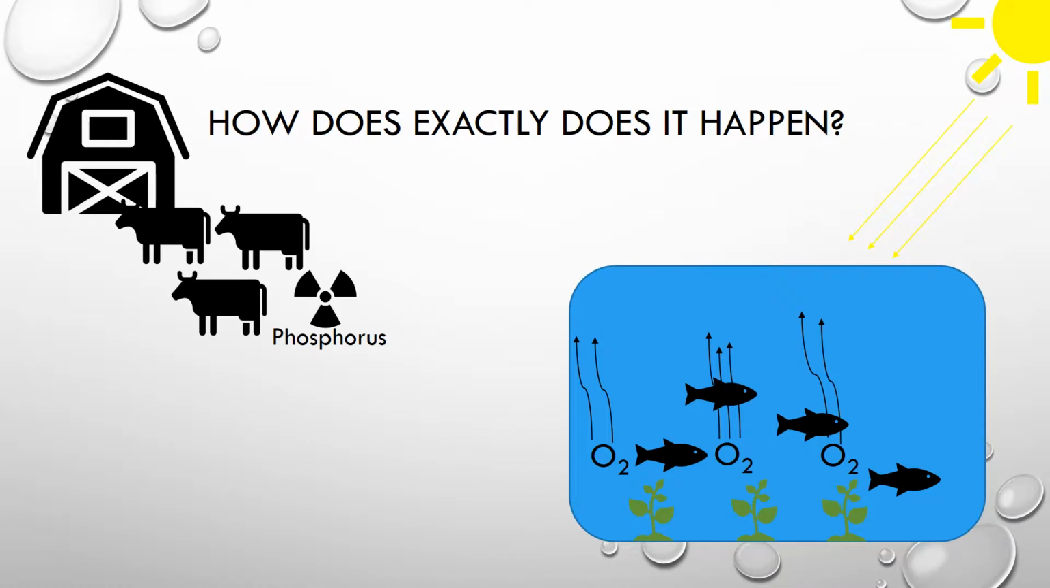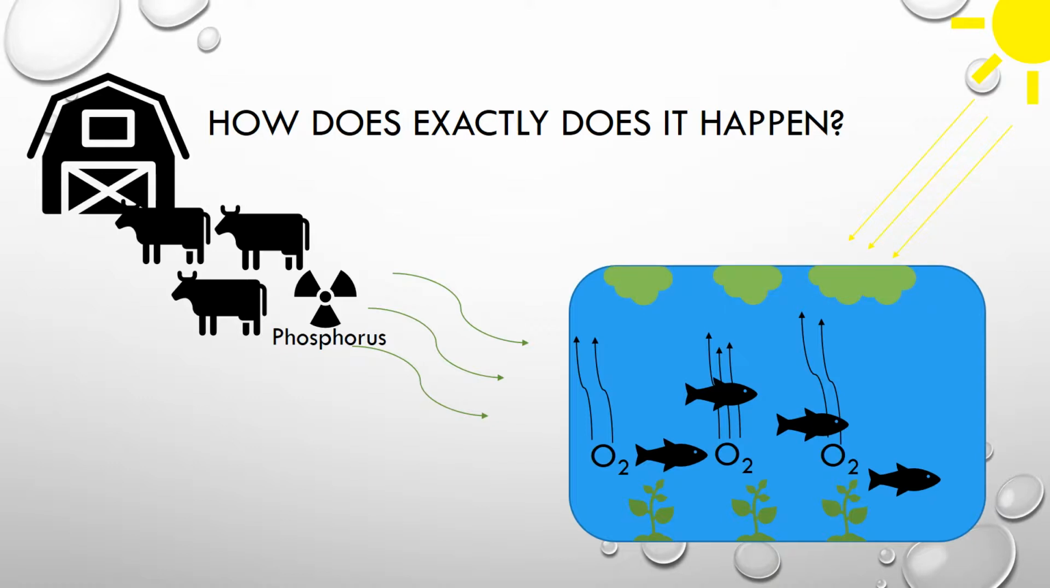Phosphorus is the main nutrient that causes eutrophication, and it is found in the manure of cows. When it rains, this phosphorus runs off into streams and rivers and is eventually deposited in the lakes. The algae in these lakes then thrive because phosphorus is the source that they use to feed.